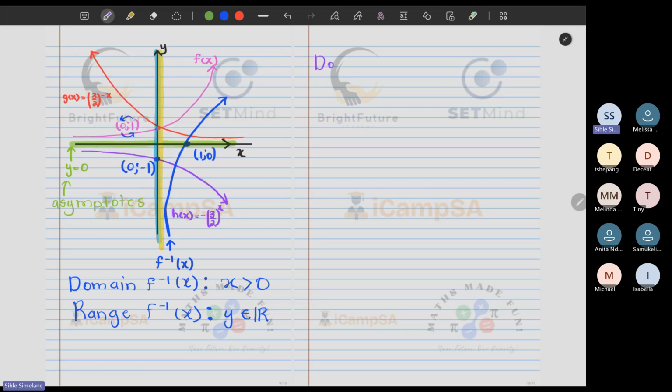So I need you guys to give me the domain of h of x. What is the domain of h of x? X must be less than 0. Numbers. Yep, x will be an element of the real numbers. Then let's have a look at the range of our h of x. What is it? Y must be less than 0.